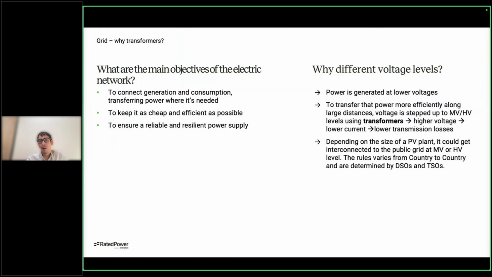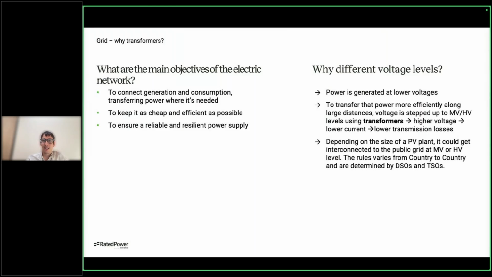Why do we use transformers again? Well, again, the network and the grid, the idea is to connect the generation and consumption, transferring power where it's needed, and ensuring it's as cheap and efficient as possible, and reliable and resilient. That's why transformers play a fundamental role, because they will enable us to change the voltage, which therefore lowers the current and lowers then the transmission losses, energy conservation.